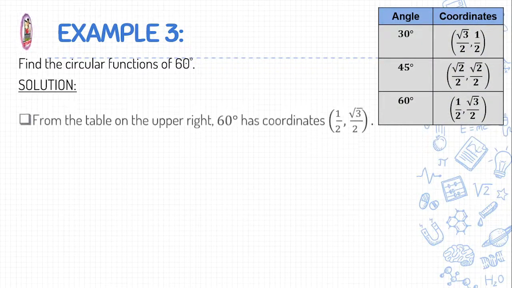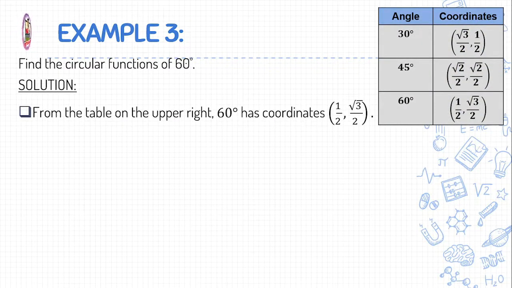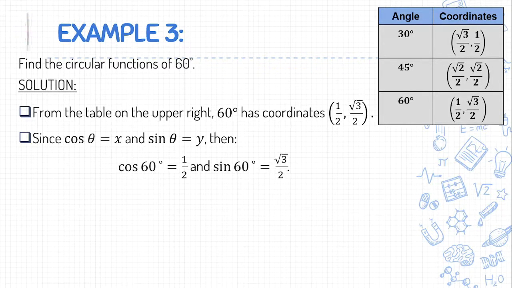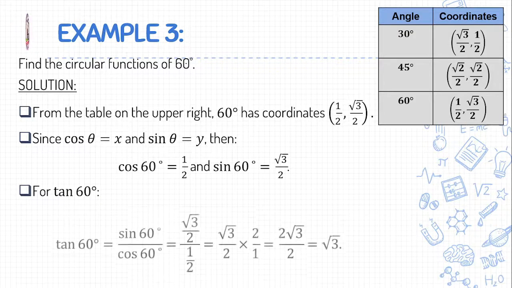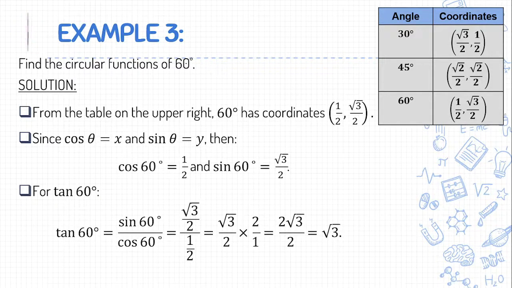Example 3. Find the circular functions of 60 degrees. So we refer to this table. From the table on the upper right, 60 degrees has coordinates 1/2 and square root of 3 all over 2. Since cosine theta is equal to x and sine theta is equal to y, then cosine 60 degrees is 1/2 and sine 60 degrees is square root of 3 all over 2. For tangent 60 degrees, we have tangent 60 degrees is equal to sine 60 all over cosine 60. We know that sine 60 is square root of 3 all over 2 and cosine 60 is 1/2.